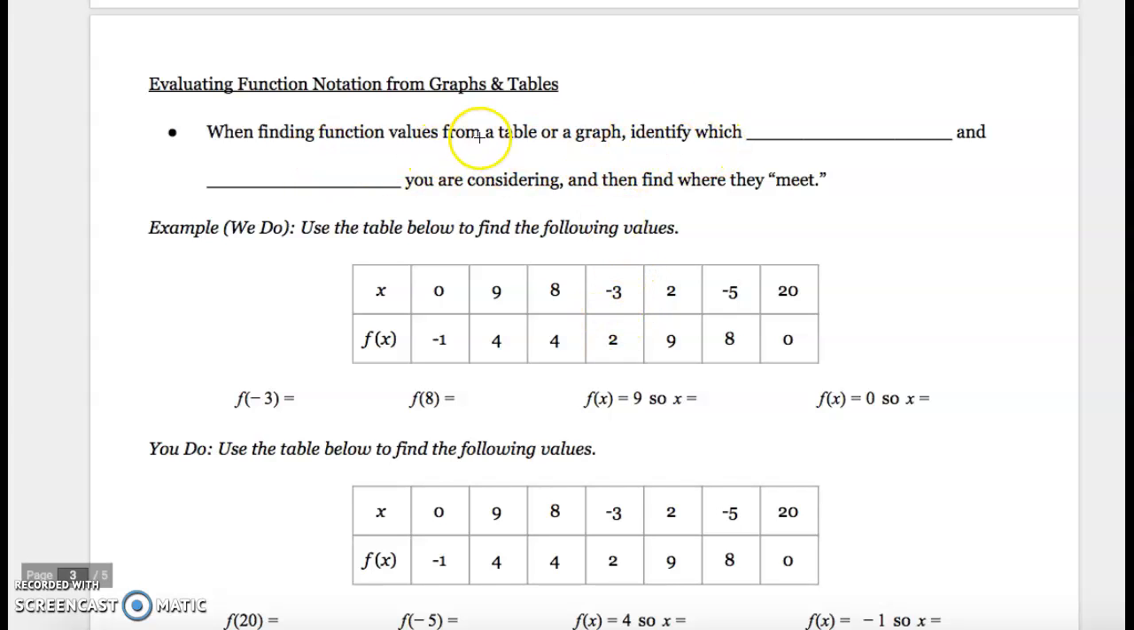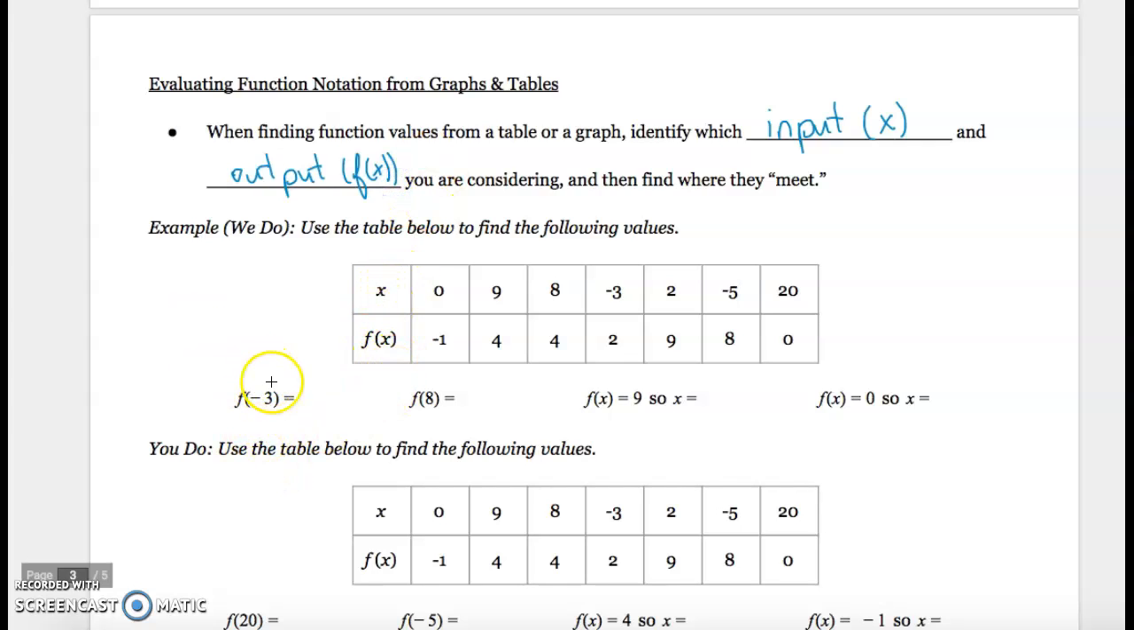So when you're finding function values from a table or graph, we have to identify which input or x value we're considering, along with which output or y value. Or, if we're being technically more correct, which f of x value you're considering. And then we find where they meet.